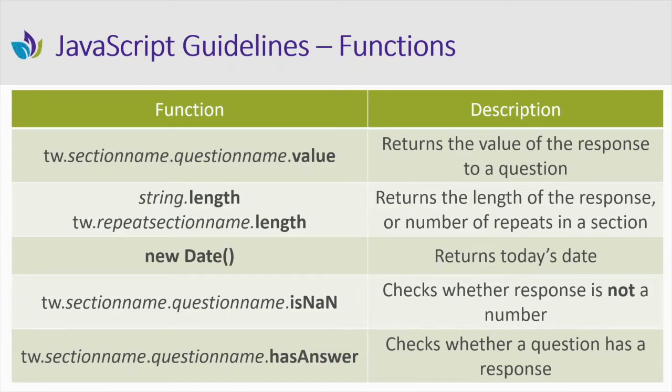The third one we're going to use today that was also used last time is this new date function, which is going to return today's date. And the last two we're not going to reuse today, but I just wanted a reminder of what they were. The is NaN is going to check whether or not a response is a number, and the last one is going to check whether the question actually has an answer or whether it was skipped.